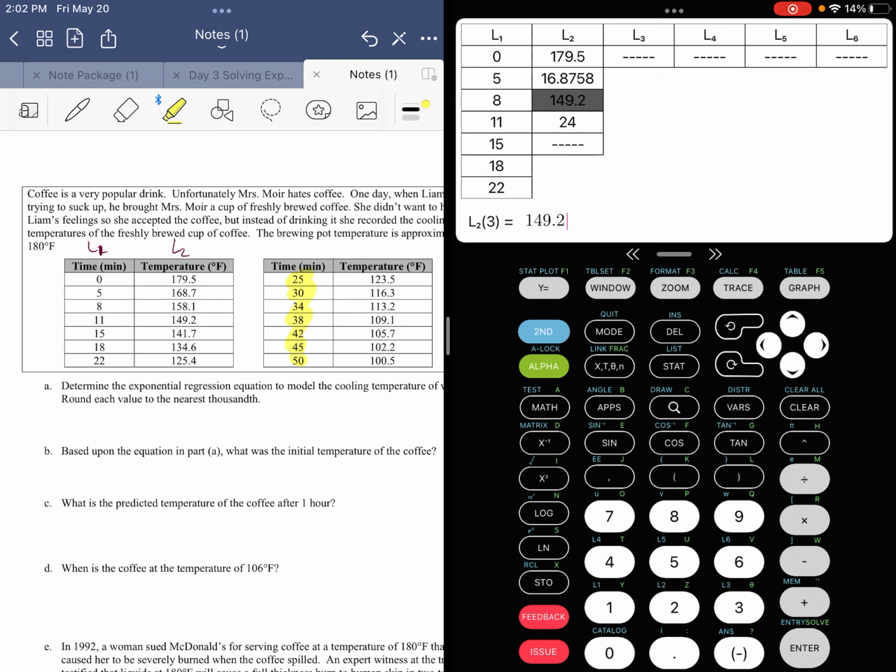149.2. Oops. I think I missed something here. Yep, totally messed up the second one. Let's try that again. 168.7, enter. There we go. 158.1, enter.